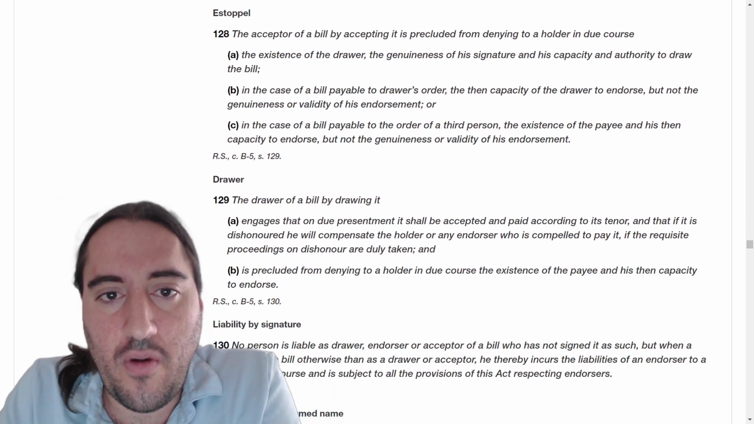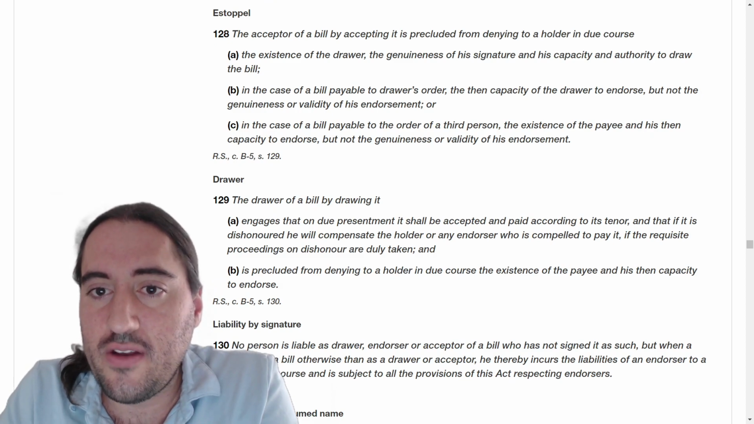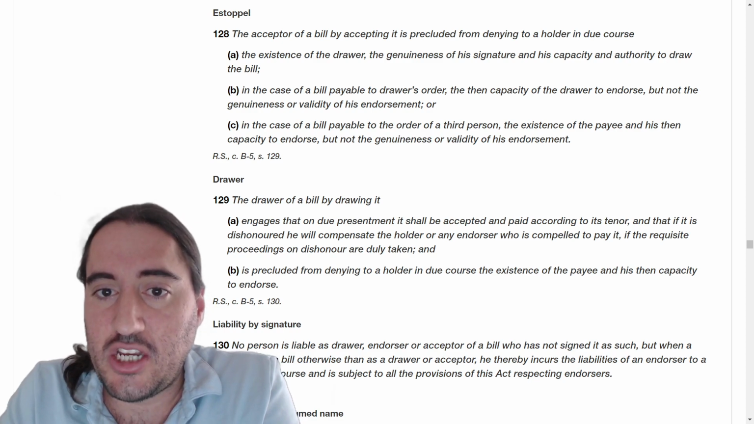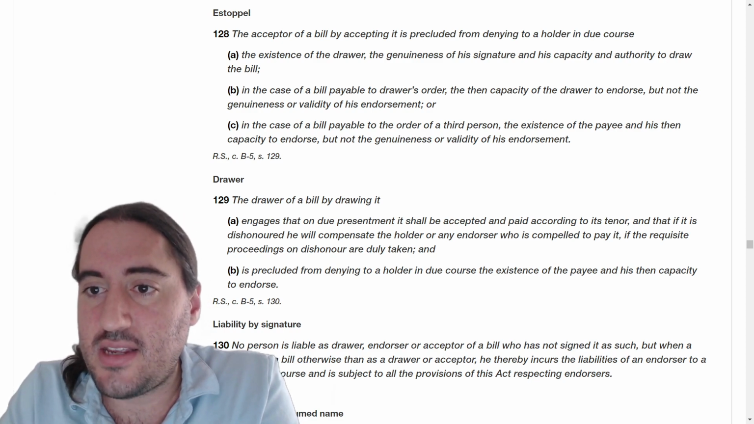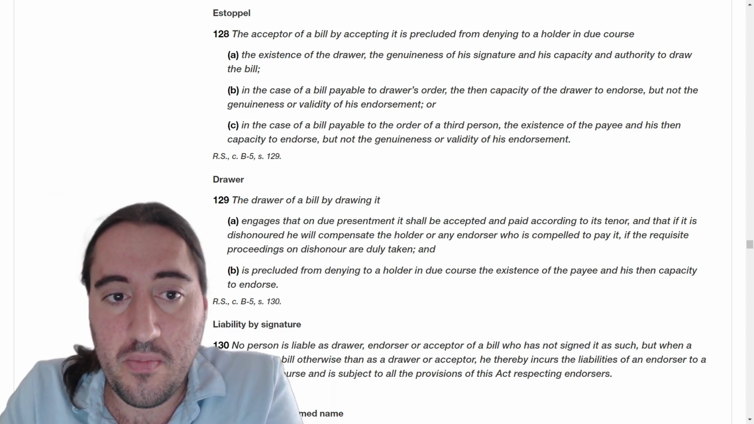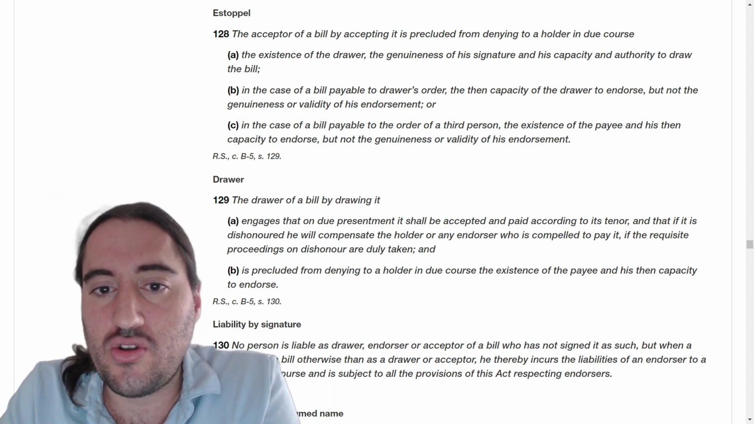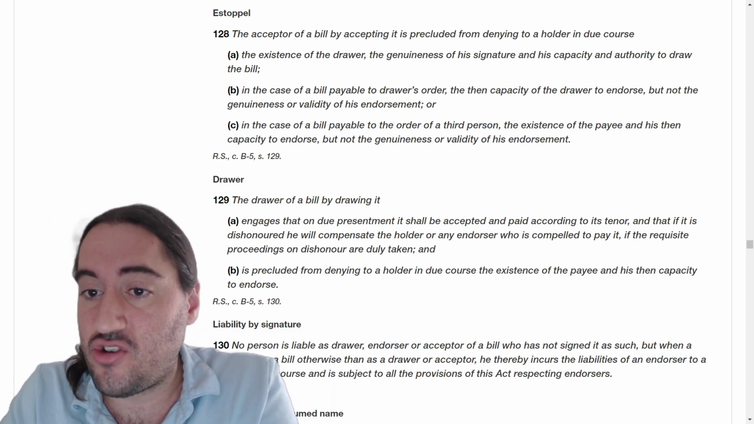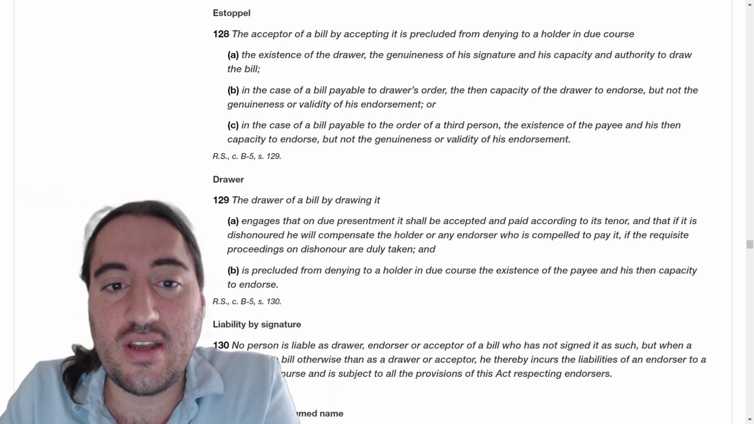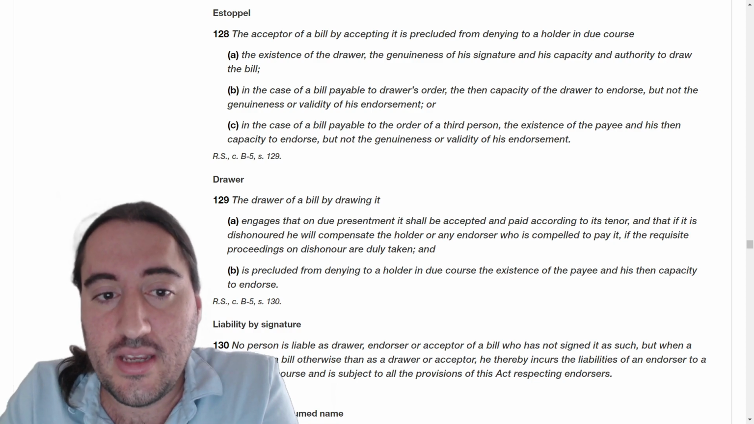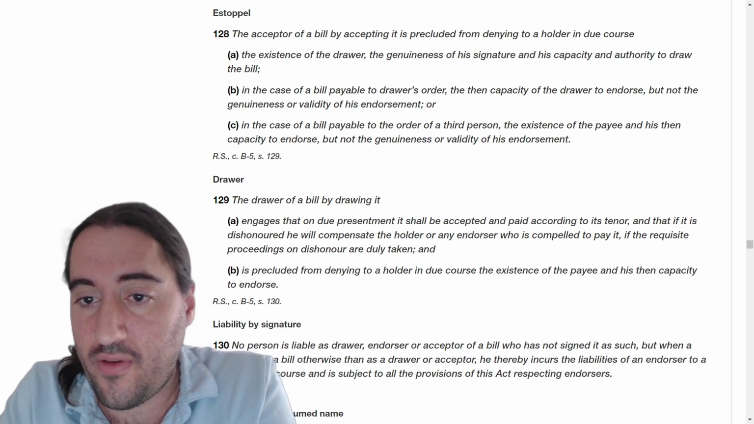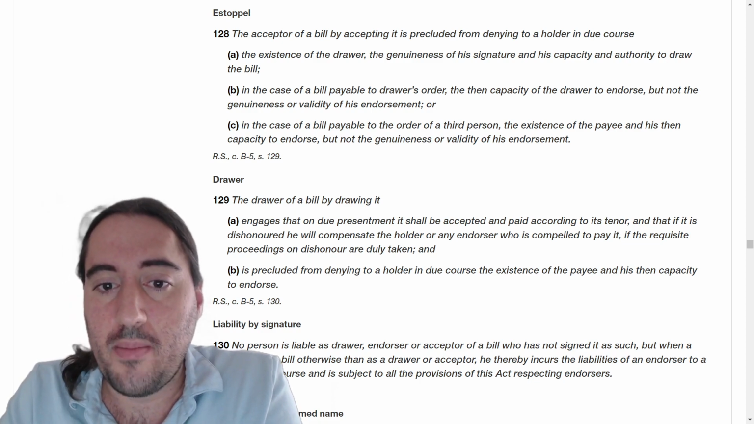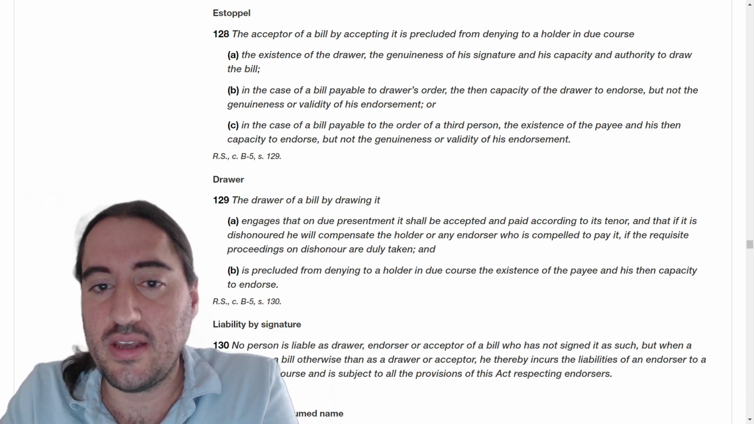Estoppel. The acceptor of a bill, by accepting it, is precluded from denying to a holder in due course: A. the existence of the drawer, the genuineness of his signature, and his capacity and authority to draw the bill. B. in the case of a bill payable to drawer's order, the then capacity of the drawer to endorse, but not the genuineness or validity of his endorsement. Or C. in the case of a bill payable to the order of a third person, the existence of the payee and his then capacity to endorse, but not the genuineness or validity of his endorsement.